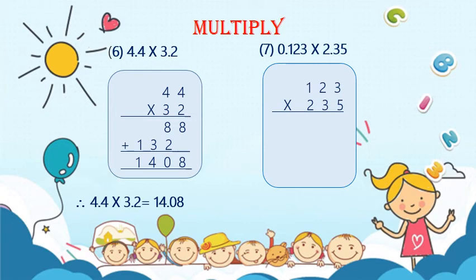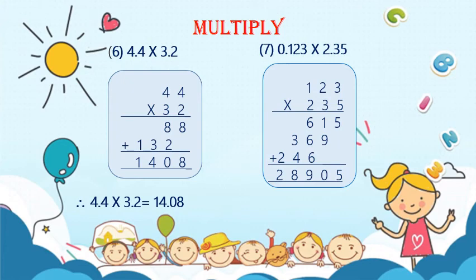So 123 multiplied by 5 gives 615. In the next step, 123 multiplied by 3 gives 369. In the third step, 123 multiplied by 2 gives 246. Now we will add these three products and we get 28905. Now let us add the number of decimal places in the two decimal fractions.